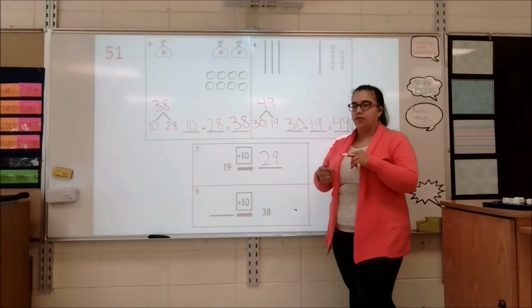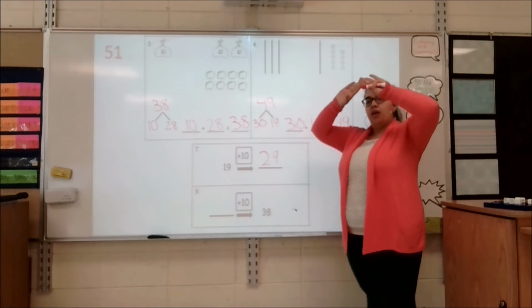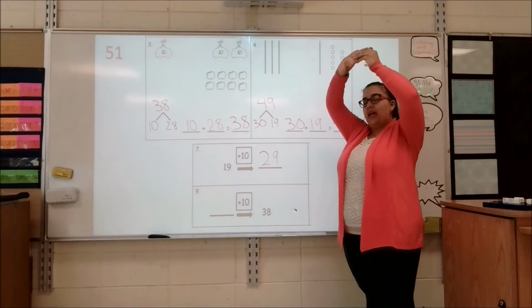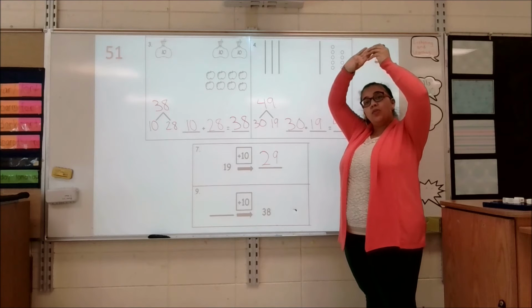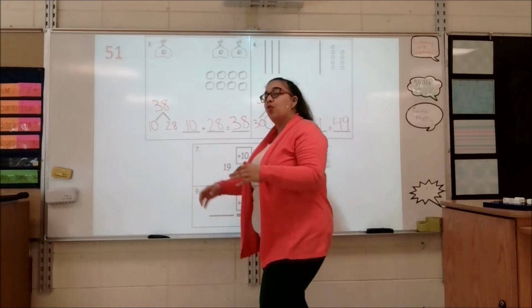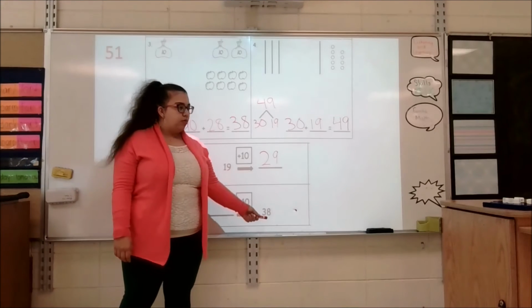Now this time, what's happening here? This time, we are given the whole. We know to get here, we added a group of 10. So in order to find that missing piece, we actually need to take away that group of 10. So something plus 10 equals 38.